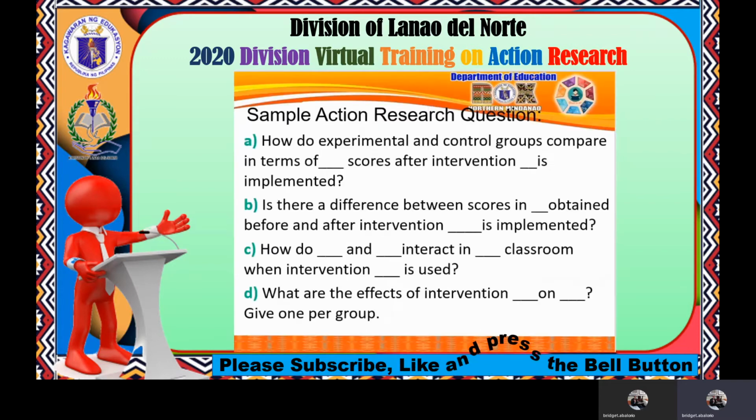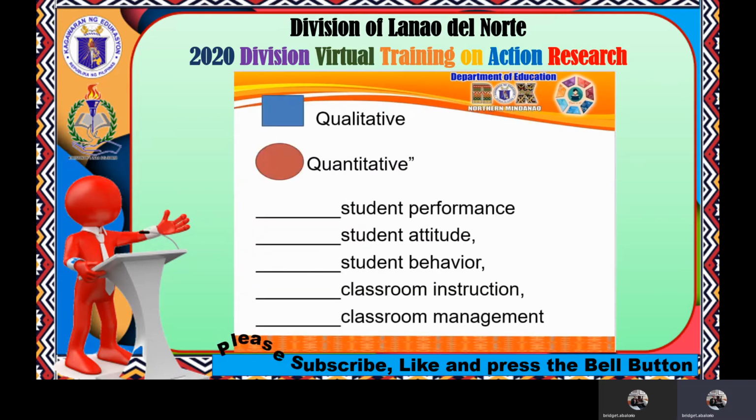Thank you for your response. I appreciate your participation in this sample action research question. Another instruction: post the two meta cards with the words qualitative and quantitative in each category it belongs to on your answer sheet. For the qualitative, you can use a blue square, and on the other hand, you can use a red circle for quantitative on that particular category of your answer.